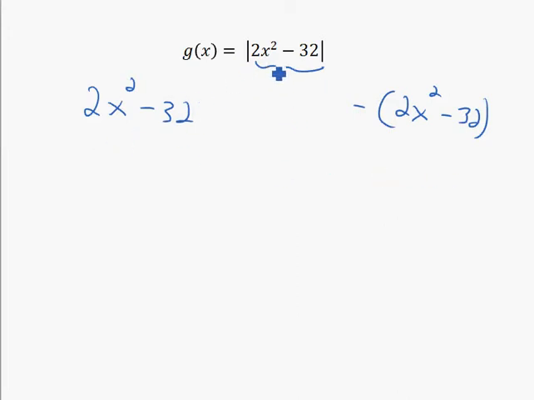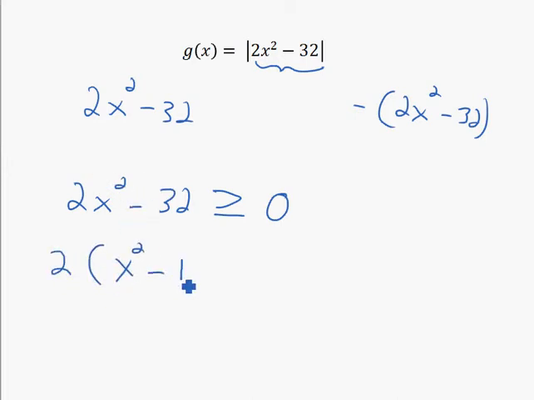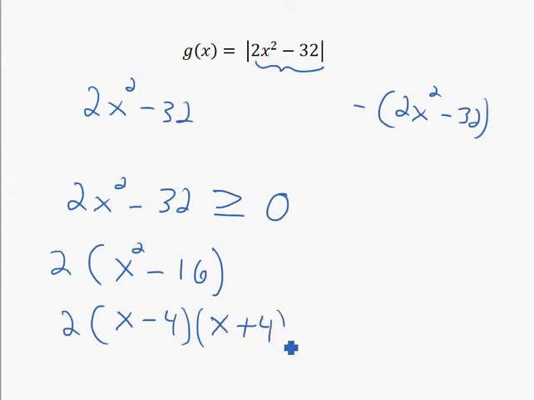So I need to find out where 2x squared minus 32 is greater than or equal to 0. And to do that, we're going to factor it and make a number line with the zeros. So we get 2 times x squared minus 16, and that becomes x minus 4, x plus 4. There you go. And then our number line, we do this little magic here, and we check the intervals. There are 3 intervals, and there are only 2 places where this function, 2x squared minus 32, can change sign.